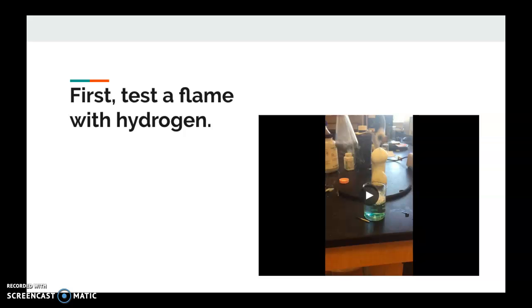hydrochloric acid, and these chemicals are dangerous and flames are dangerous, so I had help from a chemistry teacher where I work just to be safe. So let's look at what happens when you touch the flame to hydrogen.